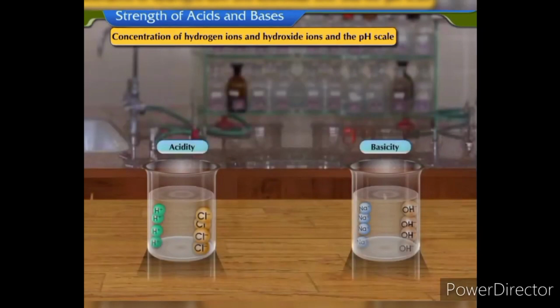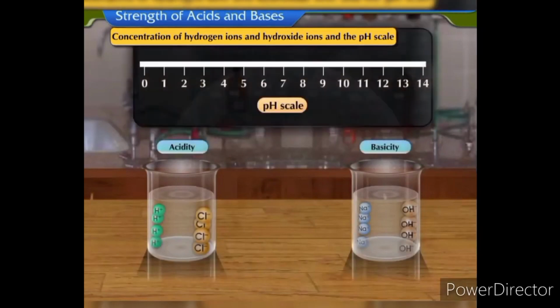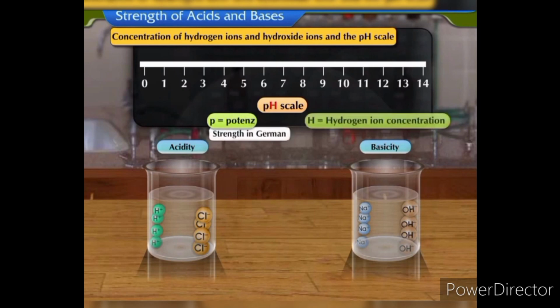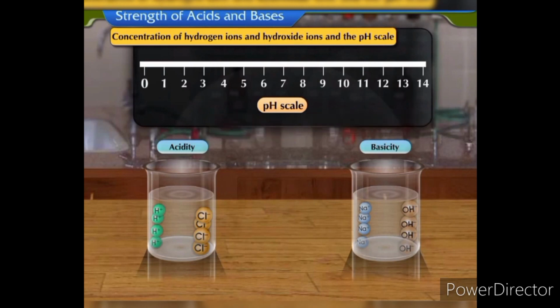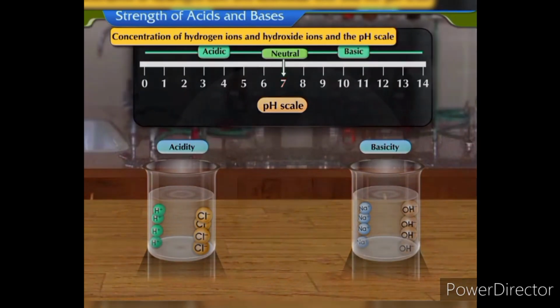The acidity or basicity of a solution is indicated by the pH scale. In the word pH, P stands for potens, which means strength in the German language, and H stands for the hydrogen ion concentration. The pH scale ranges from 0 to 14. When the pH value is between 0 and 7, the solution is acidic. When the pH is between 7 and 14, the solution is basic. A neutral solution will have a pH of 7.